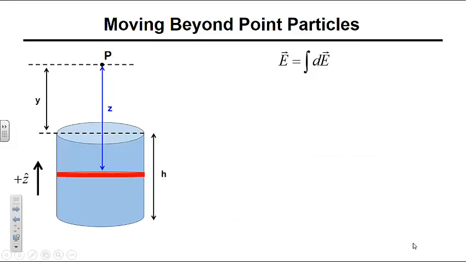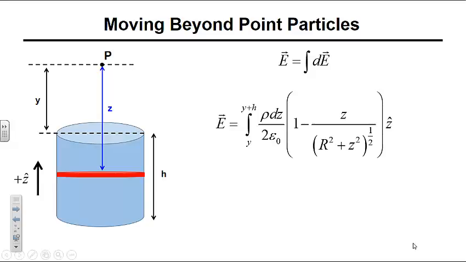The electric field of the cylinder is the integration of the electric field of each disk in the cylinder. The limits of this integration are from y to y plus h. In other words, the closest that any disk in the cylinder can be to the position P is y. The farthest any disk in the cylinder can be to the position P is y plus h.